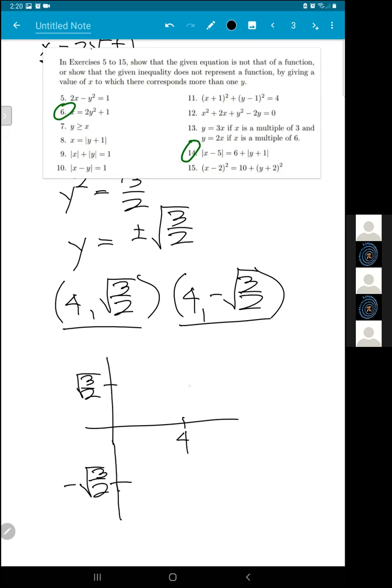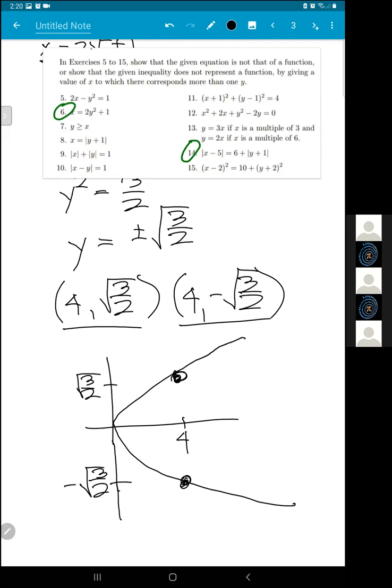Diba pag nag-point by point plotting ka, yan. So marami yan. So if you draw a particular vertical line, you see that it will intersect the graph in more than one point. So it does not satisfy the vertical line test. In fact, ito yung graph niya. Dalawa lang yan specific particular points sa graph.